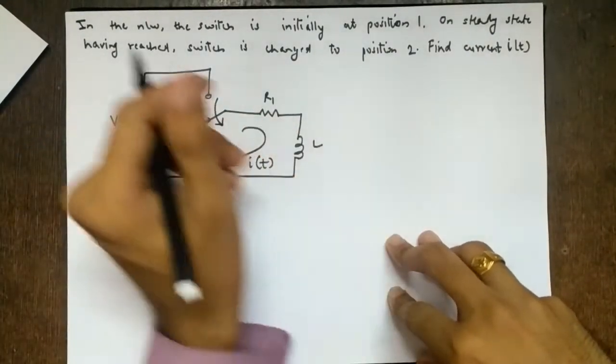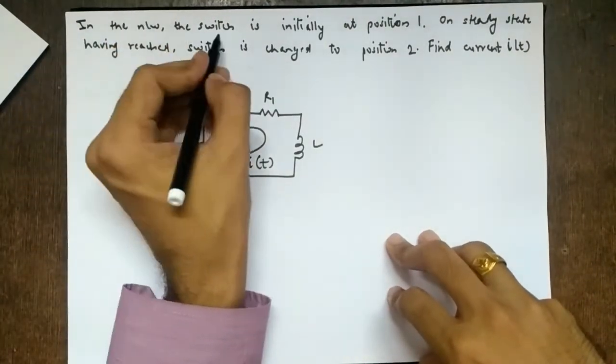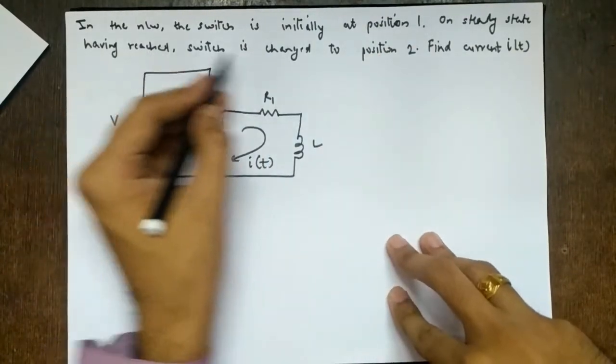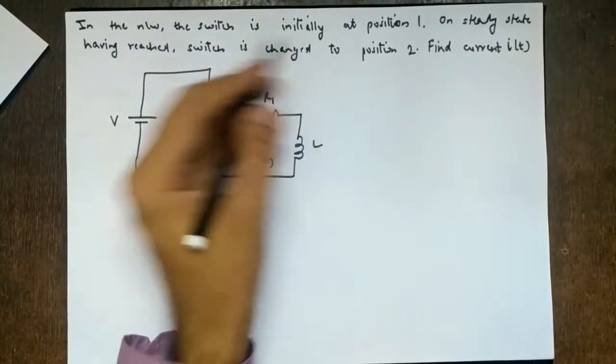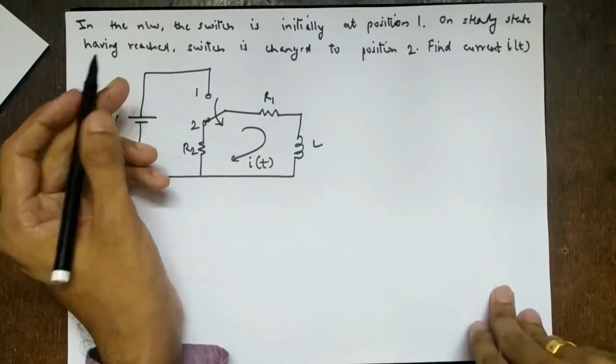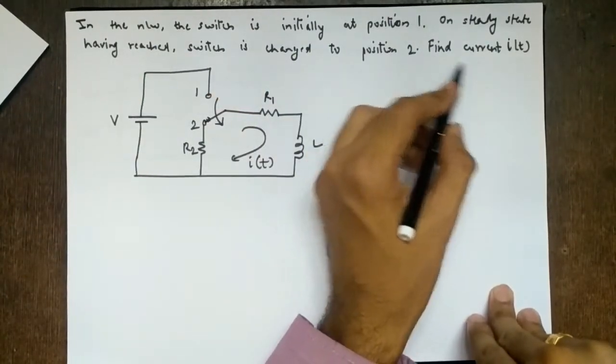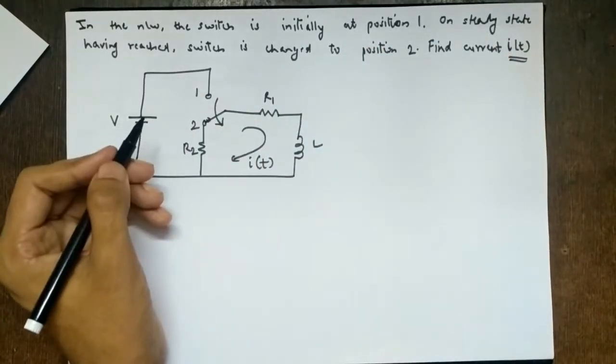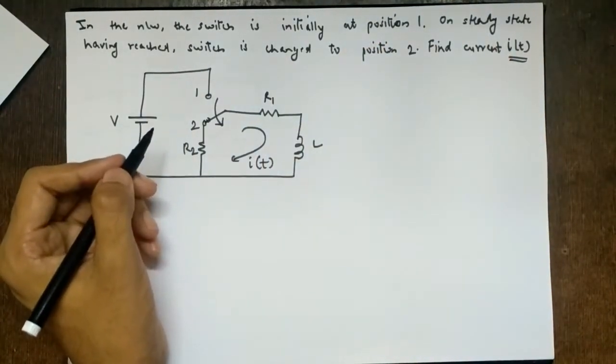So let's directly jump to numericals. In the network, the switch is initially at position 1. On steady state having reached, the switch is changed to position 2. Means when the switch was at position 1, steady state had been reached. So when the switch is changed to position 2, find current I of t. They have not asked at 0 plus. They have asked the general equation, right, for I of t. So what will we do?